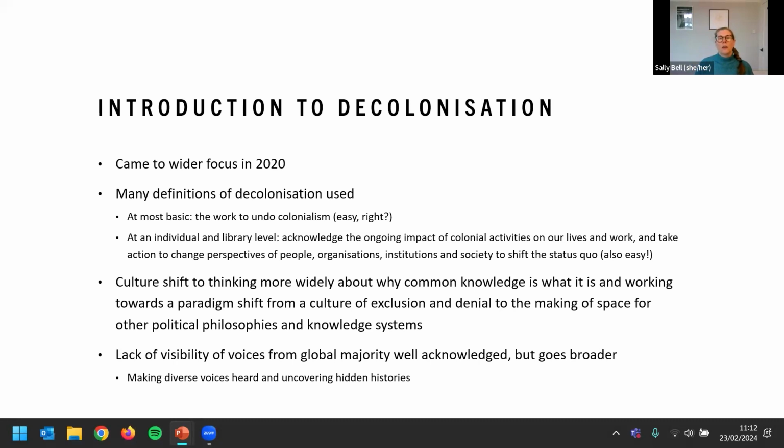Now, quite a lot of the time when people are talking about decolonisation, it's about the lack of visibility of voices from the global majority. And this is really well acknowledged. But I think it's important to note that it goes broader, and there are other aspects that we perhaps don't consider quite so readily.